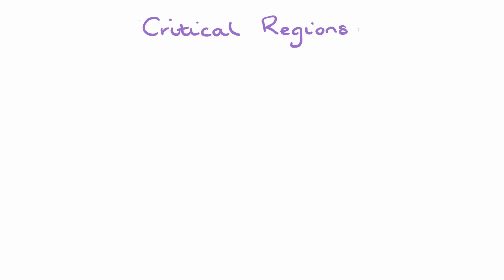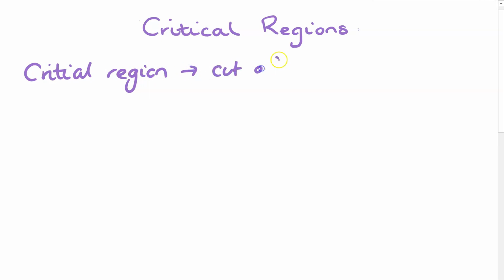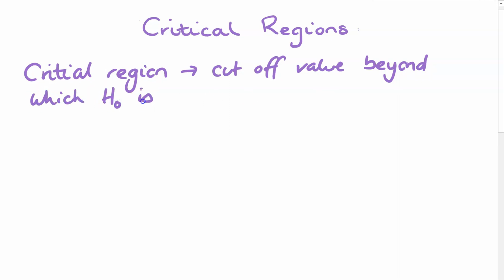Okay, so let me just note that down. So critical region is the cutoff value beyond which H0 is rejected. And then whether it's a greater than or a less than will depend whether you need to be above it or below it.